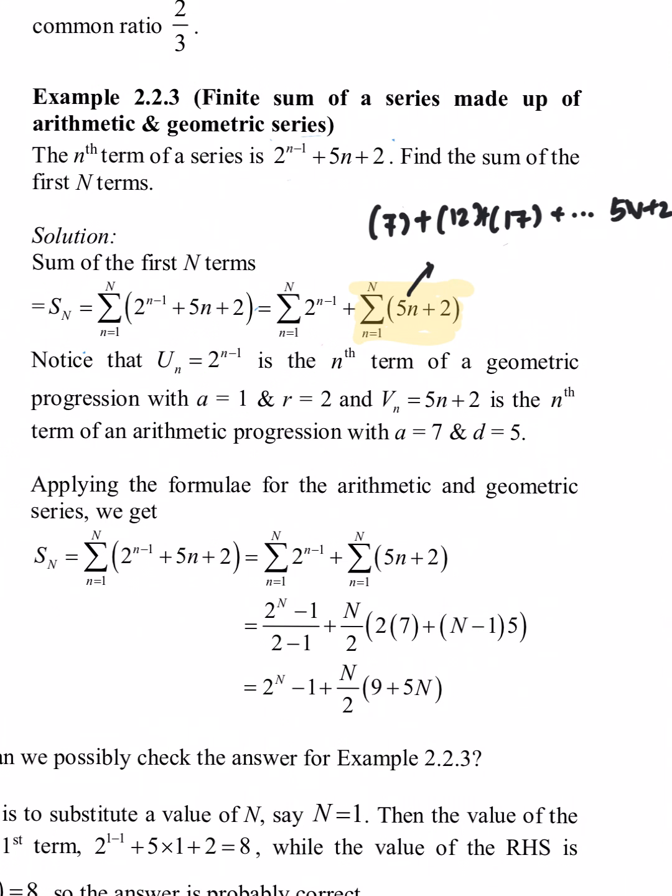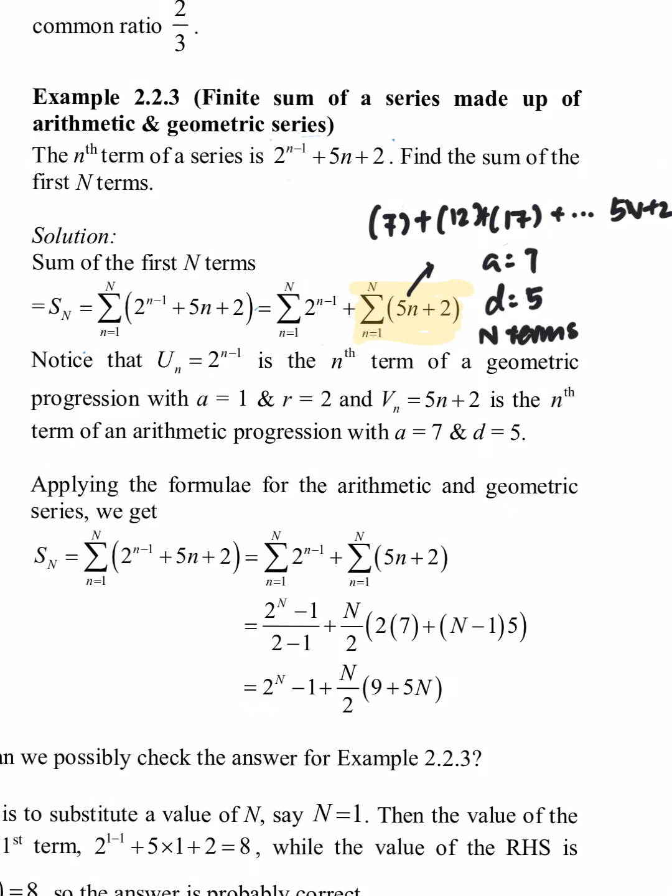Taking a closer look, it is an arithmetic progression. The first term is 7, and the common difference is 5. So how many terms are there? Again, there are N terms altogether, capital N terms.